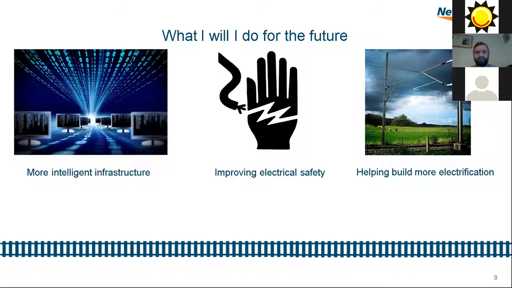And the final thing is helping build more electrification. Although I don't own the overhead line equipment, a lot of plant assets have interfaces with this electrical equipment. So it will require further input from myself and members of my team to ensure that we can build this stuff, build it quickly, build it safely, build it compliantly, and ensure that it's good for the future.